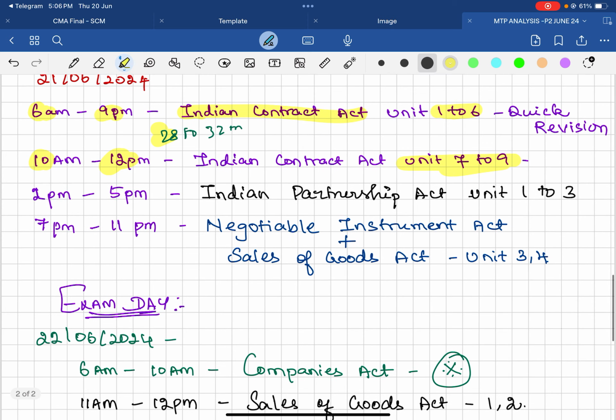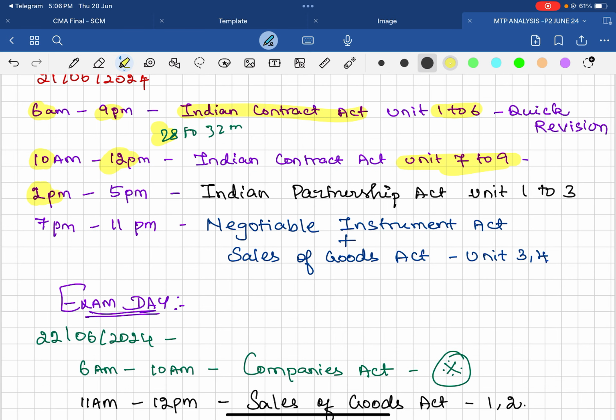Then from 2 p.m. to 5 p.m. you will do the Indian Partnership Act, units 1 to 3. You still do the Indian Partnership Act here, because I am not keeping the Indian Companies Act 2013 at this point. I will keep the Companies Act for the exam day. It is more and more crucial.